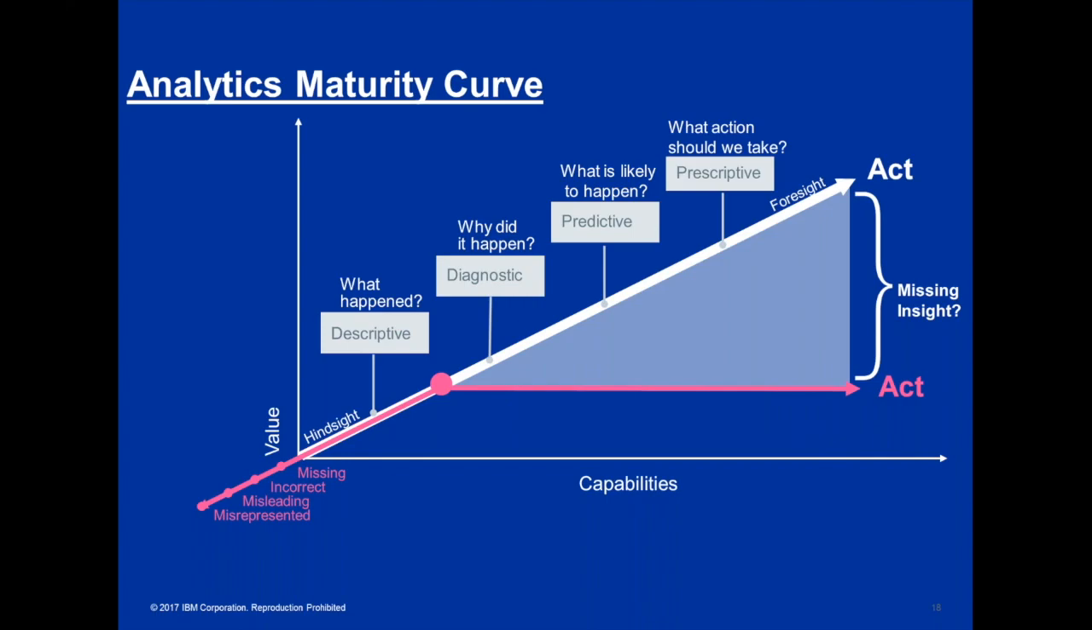So examples of what happened, which is your operational reporting, right? What's happened today? How much did we sell yesterday? How many of our customers have complained? How many employees have called in and asked for a higher raise? And what are we doing to accomplish that?